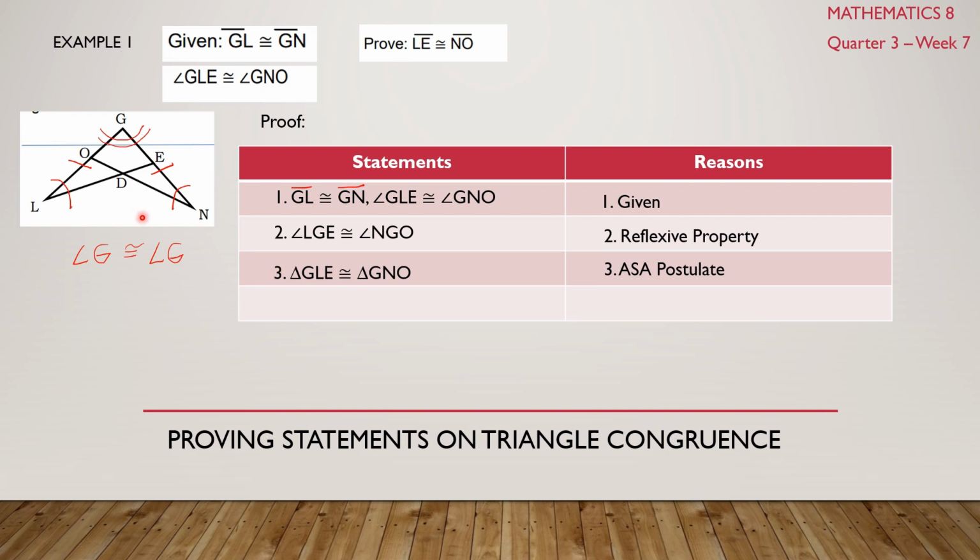Next. Since we have proved that these two triangles are congruent, we can now say that side LE is congruent to side NO by CPCTC, or corresponding parts of congruent triangles are congruent. So, let's put a mark on it. So, side LE is congruent to side NO.